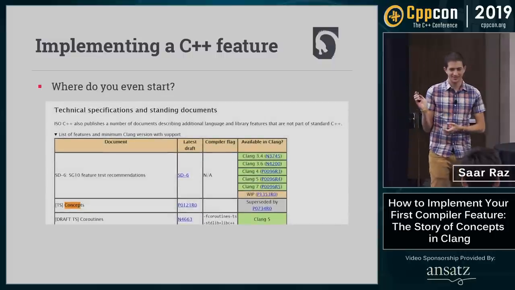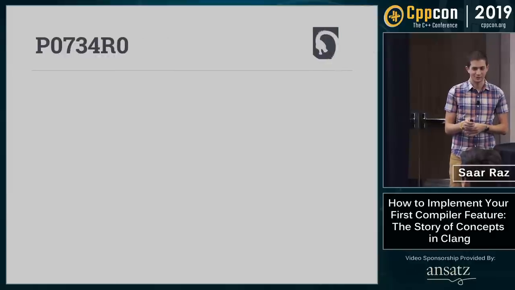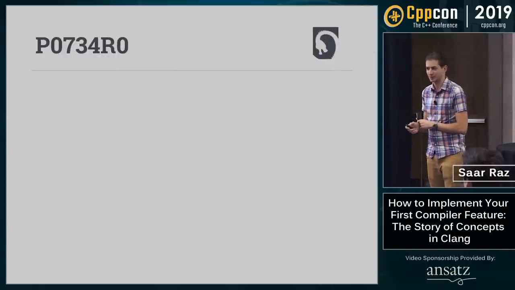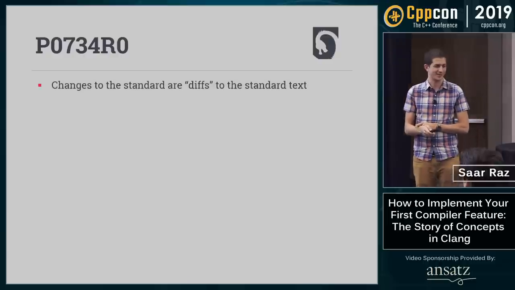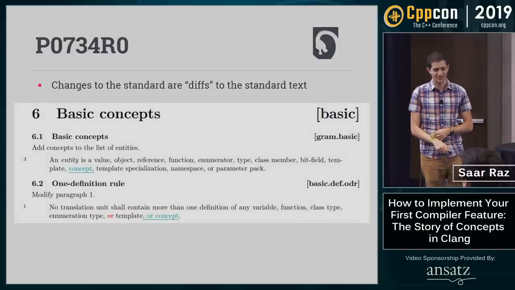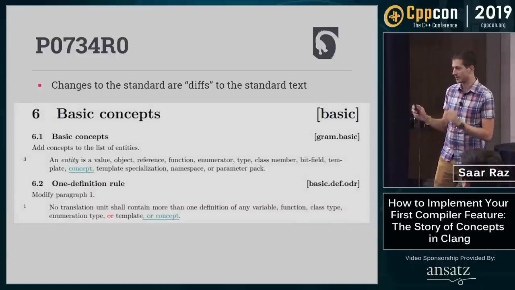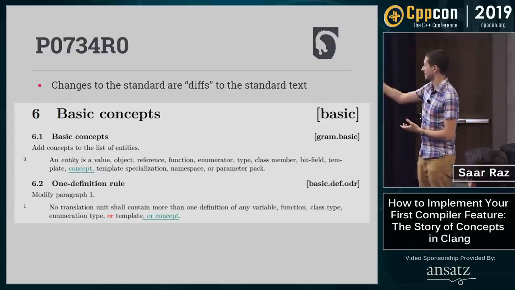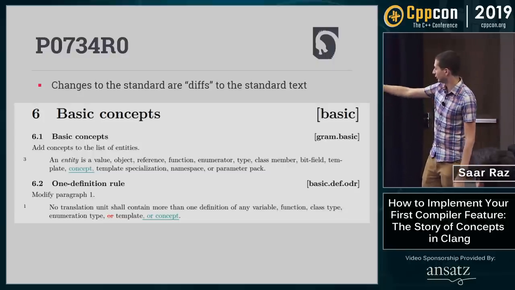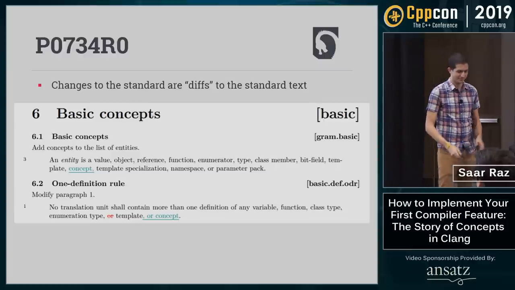Well, remember this? That paper over there. I don't know if you've ever taken a look at the C++ papers, but they are basically diffs to the standard text. This is an excerpt from the concepts paper. It's a literal diff to the standard text. For example, here you add concept to the list of entities, you remove the "or" there and add "or concept" to the end. It's just a diff.